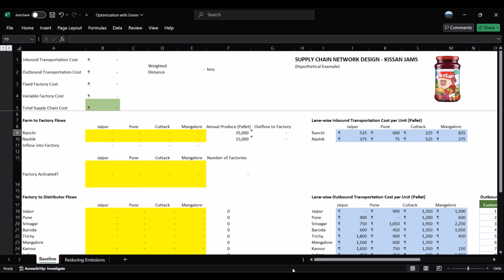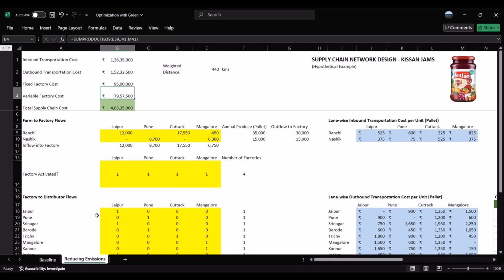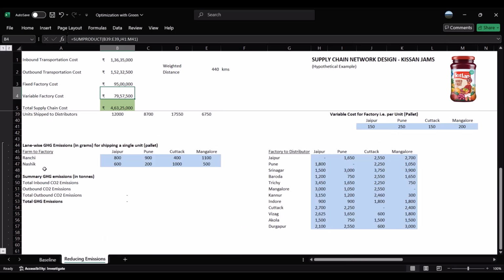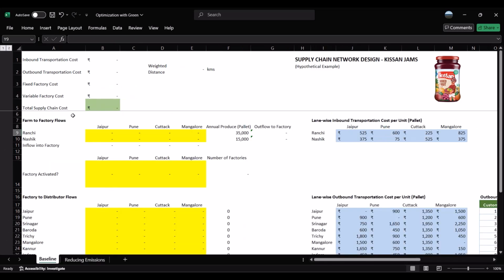Initially, I will give you an overview of how the baseline model has been developed and which flows we will derive. Subsequently, I'll take you through the results and add in another constraint pertaining to controlling the greenhouse gas emissions, specifically the carbon dioxide emissions related to inbound and outbound transportation. Let me take you through the unsolved baseline model first.